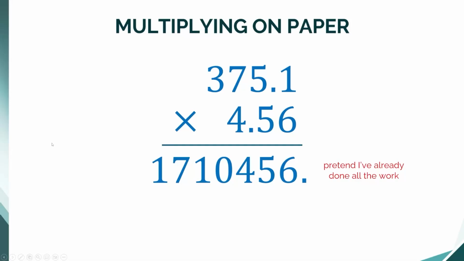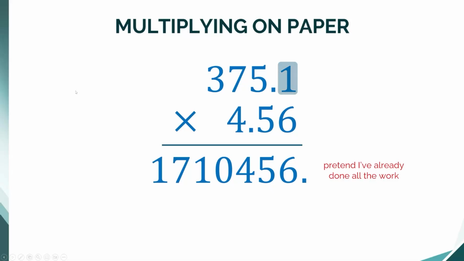So the question is, what do we do with the decimal? This is really the question. What do we do with the decimal? Because it has to go somewhere. In addition and subtraction, we could perfectly line them up, but here they're not perfectly lined up. So what you want to do is you want to count.